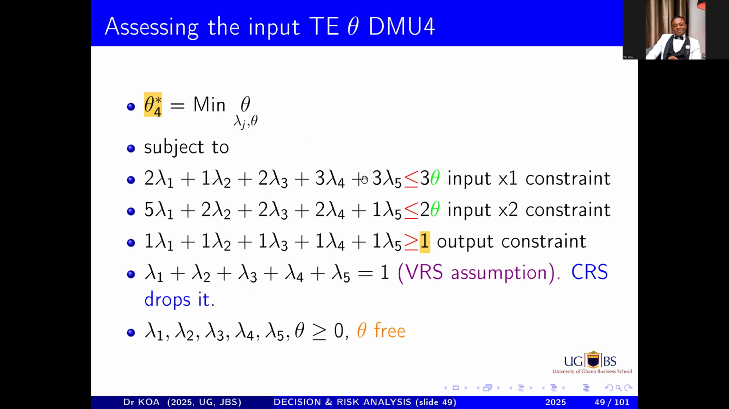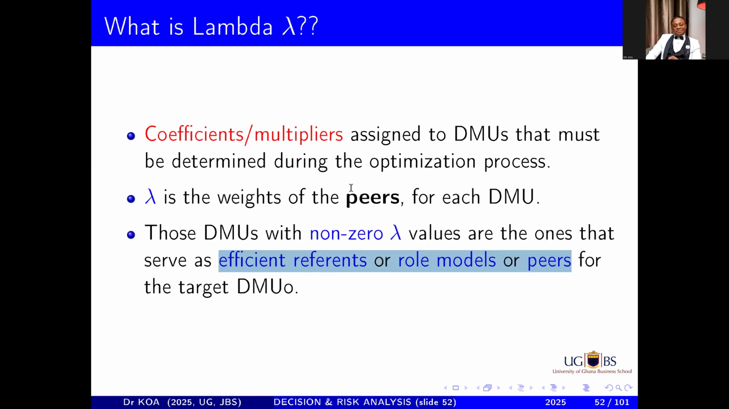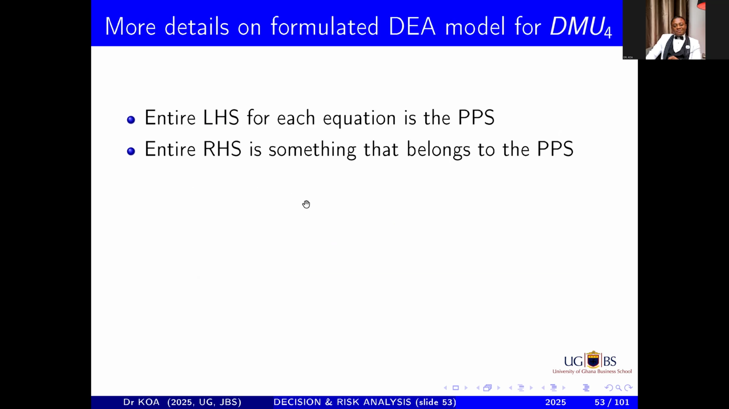Then in this case, those that have got positive lambda values, they are the ones that are the peers for this one. So sometimes the firm can use itself as its own peer. We said that. And in that case, everybody else will have a lambda of 0. The entire left-hand side is the production possibility set. I've said it. The entire right-hand side belongs to the PPS. It is either on the frontier or off it.